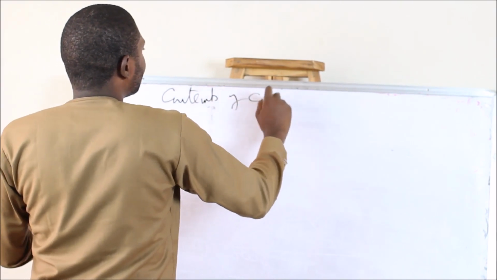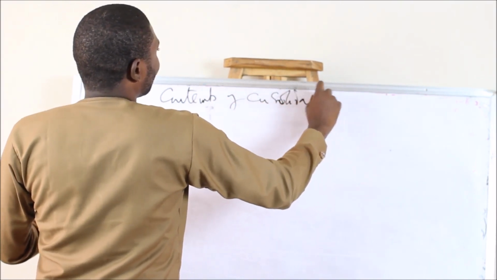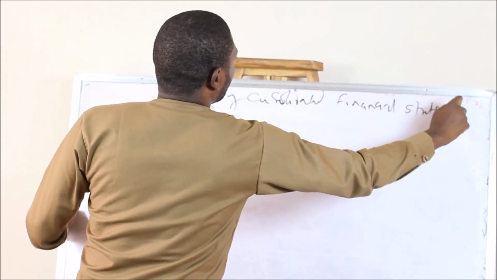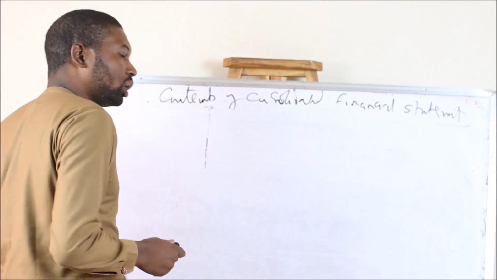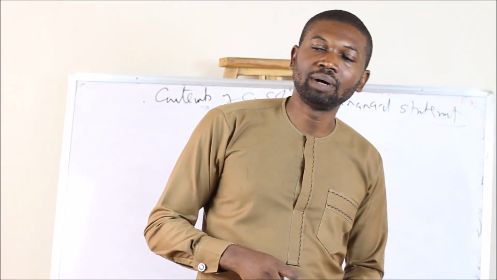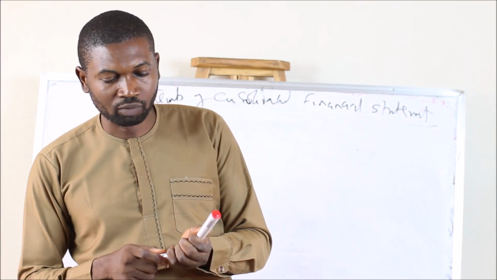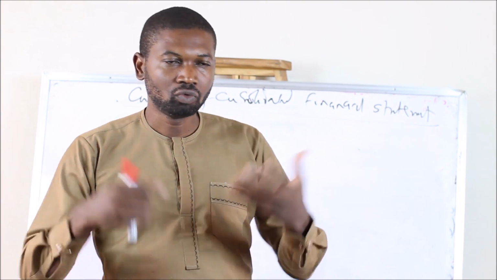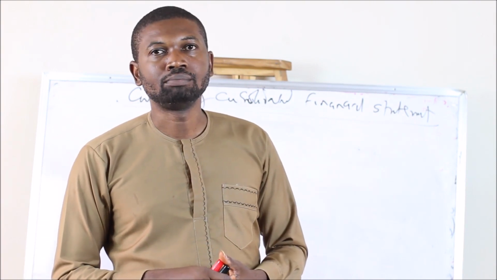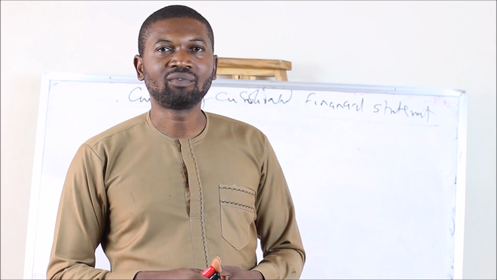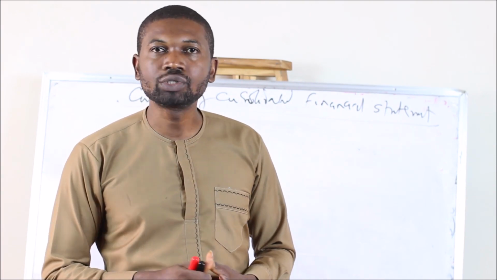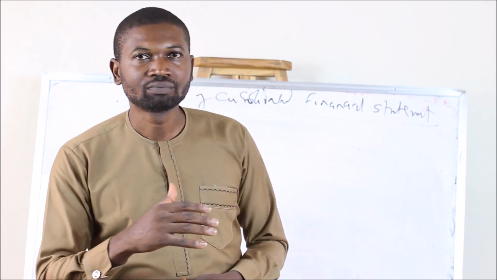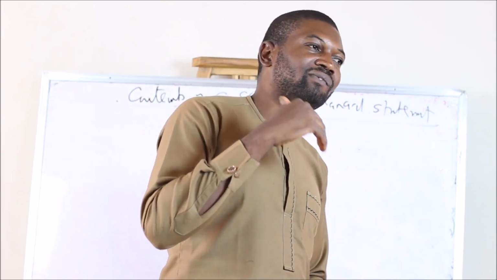Content of consolidated financial statements. Of course, under the consolidated financial statement, we have the consolidated statement of financial position, which was formerly called the balance sheet, and also the consolidated statement of profit or loss and other comprehensive income, which we call the profit or loss account. Then we have the consolidated statement of changes in equity, and also the consolidated cash flow. So these are the items or content of consolidated financial statement.